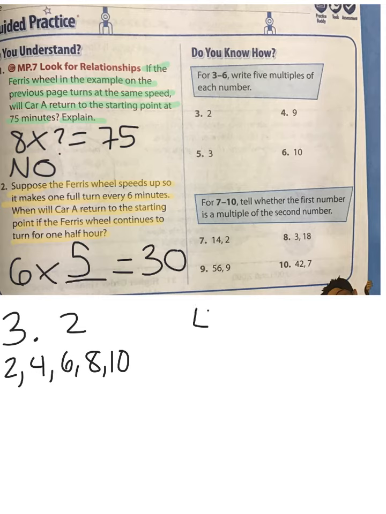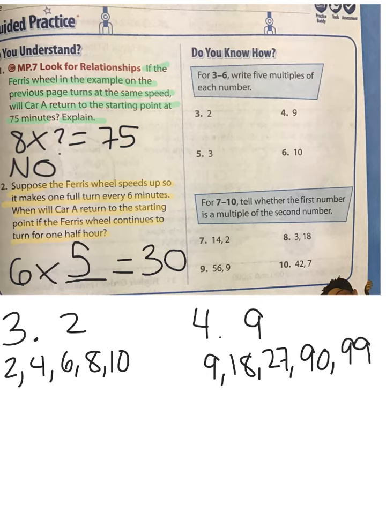Now let's do number 4. We want to find multiples of 9. Well, we can count by 9s, and we can say 9 times 1 is 9. That would be a multiple. 9 times 2 is 18. 9 times 3 is 27. I'm going to skip around and mix it up a little bit because there's really no set number of multiples. I know 9 times 10 is 90, and I know 9 times 11 is 99. Those are all multiples of 9.